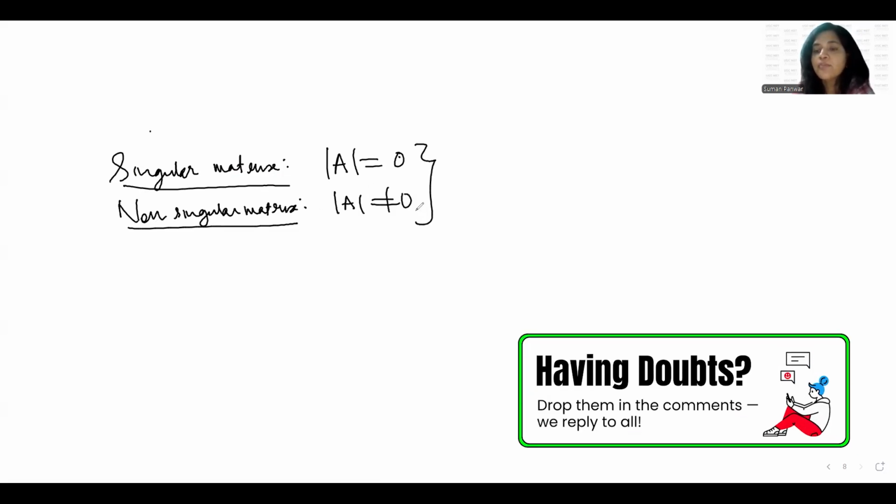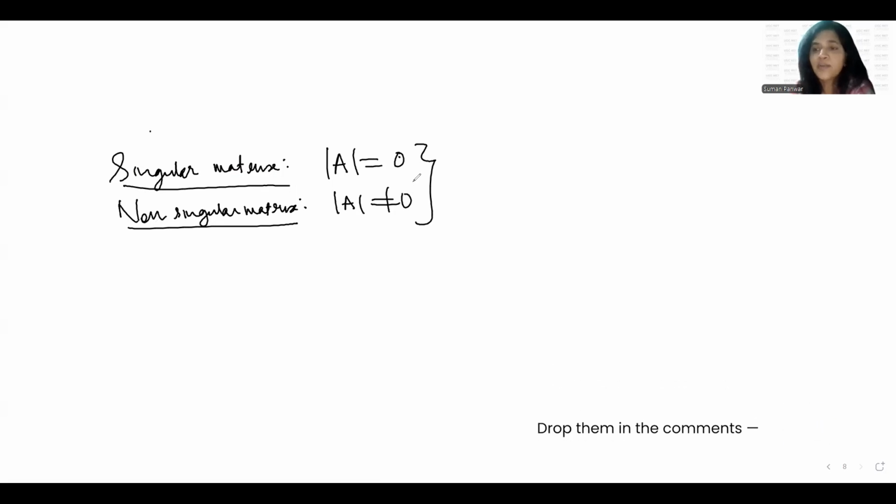This is also very, very important because they will use the word singular in any question and then they will expect you to solve a question. So you should know what is a singular matrix in the first place. All right. Now, another concept, adjoint of a matrix.